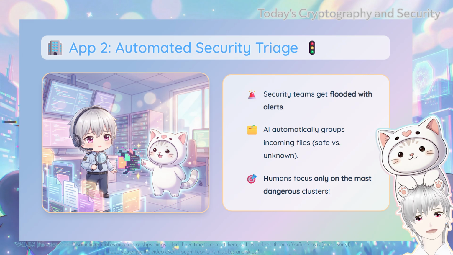Example 2. Automated security triage for large companies. In big businesses, security teams get flooded with alerts every day, and it is impossible for humans to check every single suspicious file. Using this advanced tabular representation learning, the security systems can automatically triage incoming files, separating the definitely safe ones from the unknown ones. This drastically reduces the workload for human analysts, allowing them to focus only on the most dangerous and unusual clusters that the AI highlights.